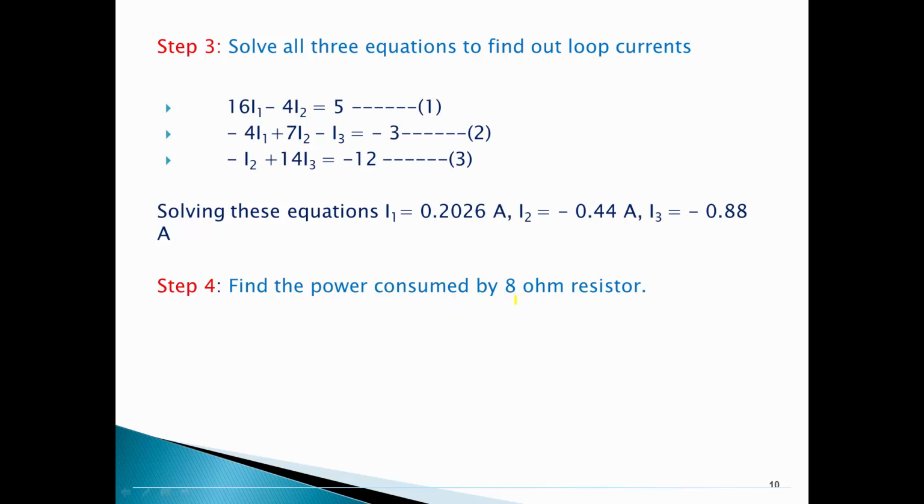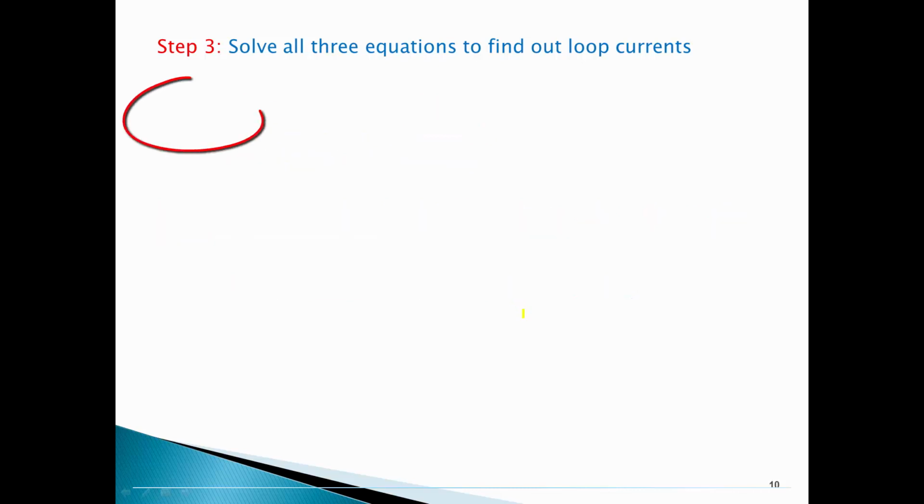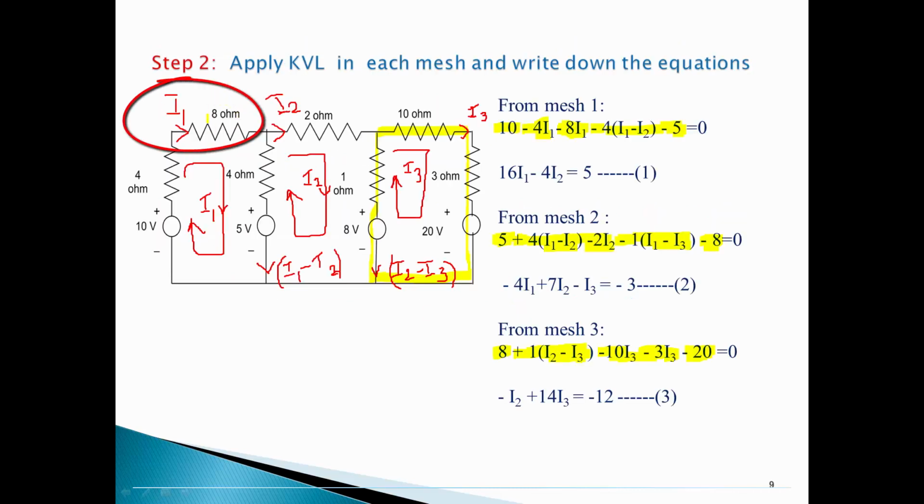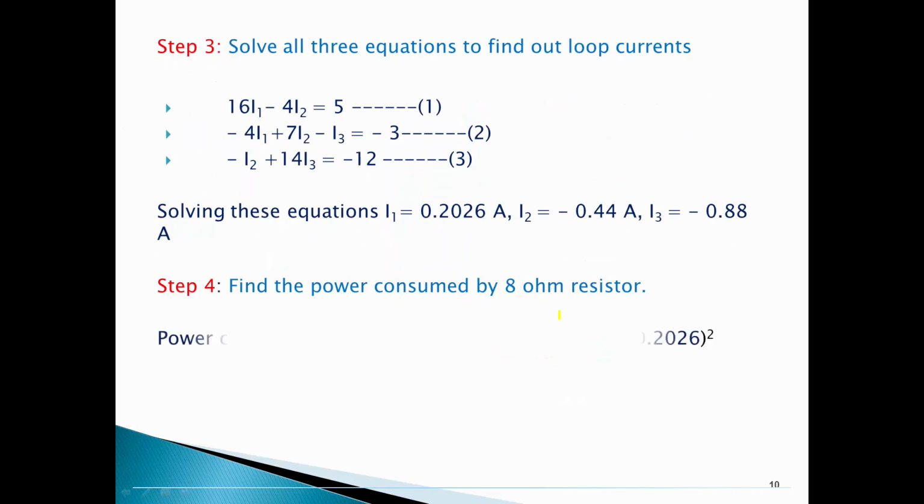Let me go back to the problem once again where I have the 8 ohm resistor. So have a look at this one. The 8 ohm resistor has a current flow of I1. So I1 square into 8. That's your answer. Power consumed by the 8 ohm resistor is I1 square into 8. So substitute the I1 value here and find the solution as 0.38 watts.